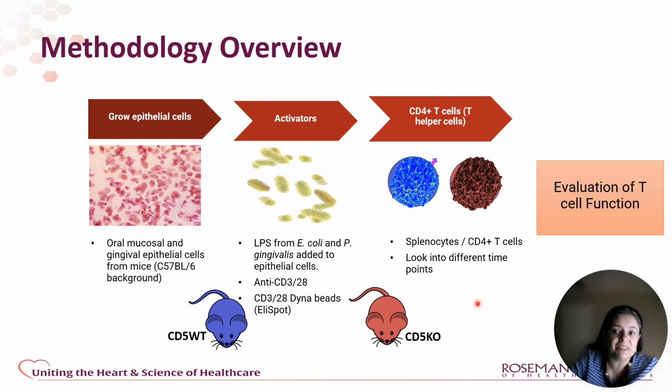We are also using T cells, more specifically the population of T helper cells. We are isolating them from the spleen of these mice, the wild type and the CD5 knockout. Knockout means it does not have the CD5 protein on the T cells. We look at different time points to evaluate the function of the T cells and see if CD5, in fact, is influencing the activation and other functions of T cells.